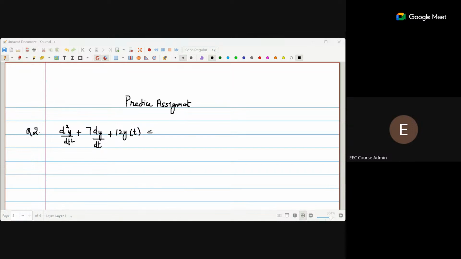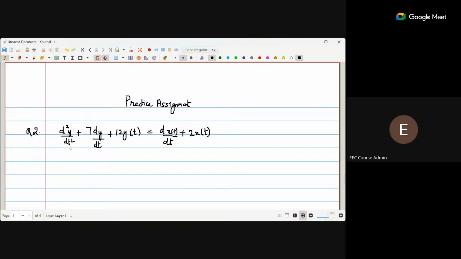dx by dt plus 2x of t. This is the differential equation describing the system. You are asked to find out the expression for the transfer function y of s by x of s. So tell me the expression in the s domain.